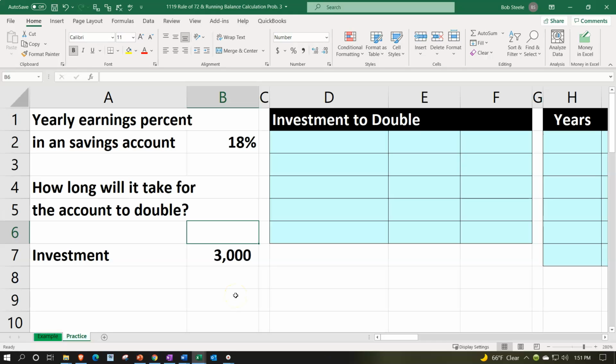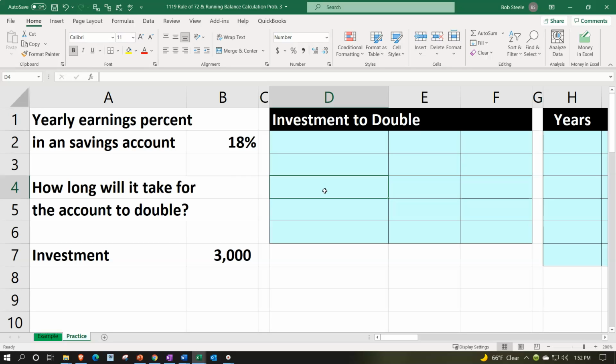Here we are in our Excel worksheet. If you have access to the Excel worksheet and would like to follow along, note that we're down here in the practice tab as opposed to the example tab, the example tab in essence being an answer key. We have the information on the left-hand side. We're going to populate that into the blue area on the right-hand side. This is the third problem of a similar nature.